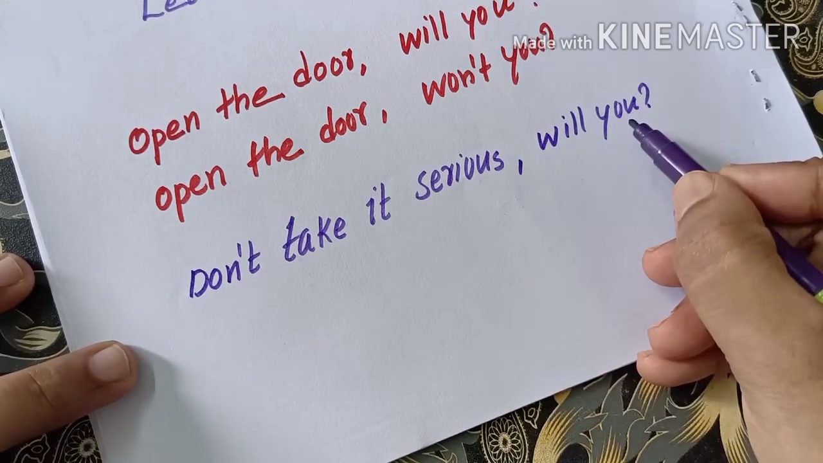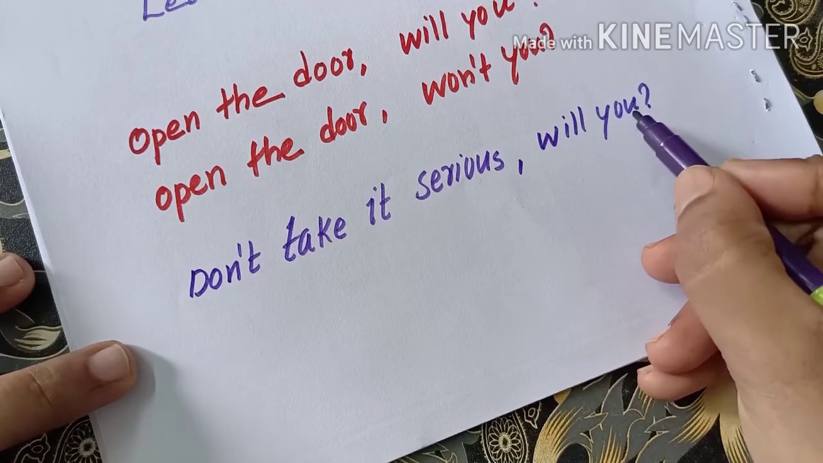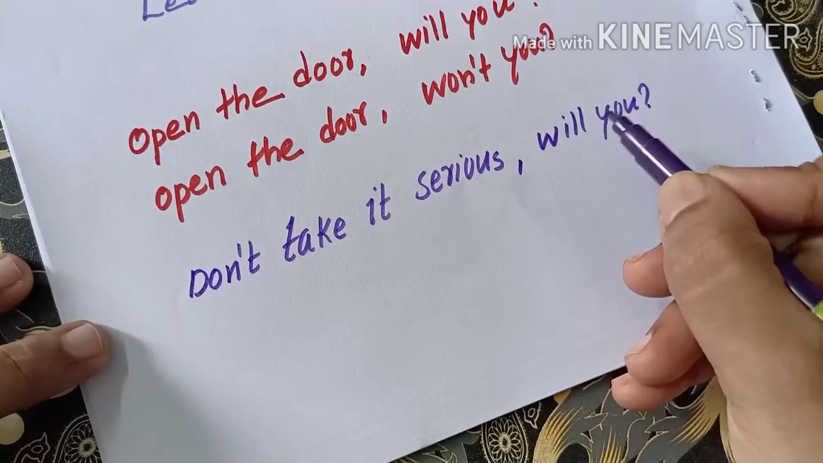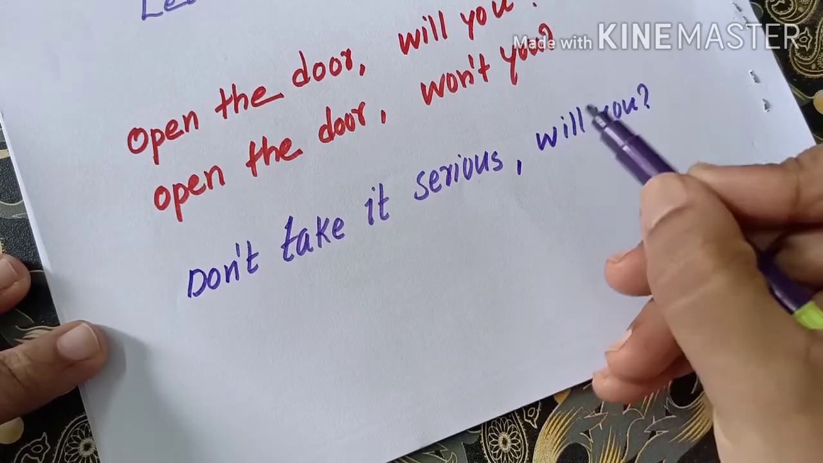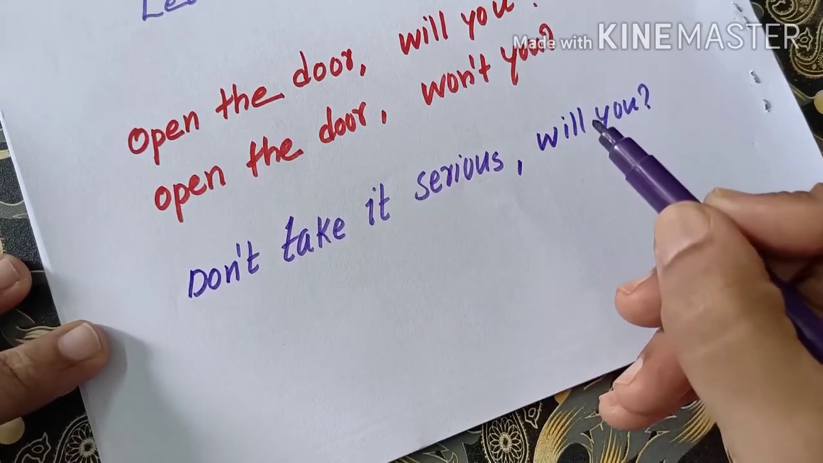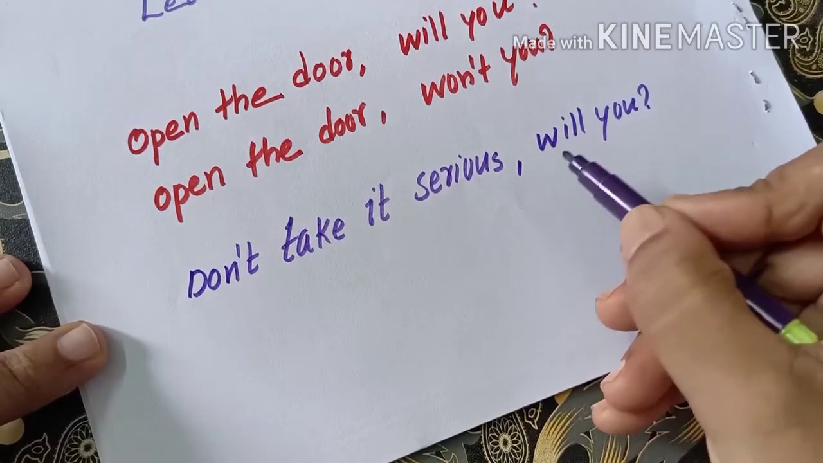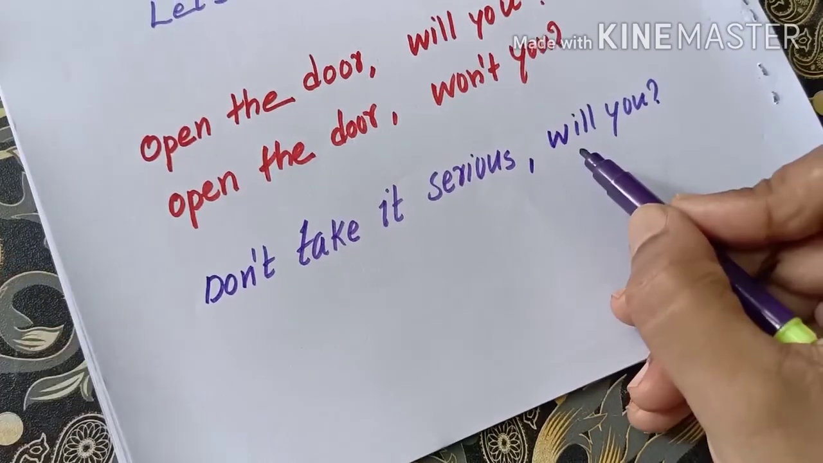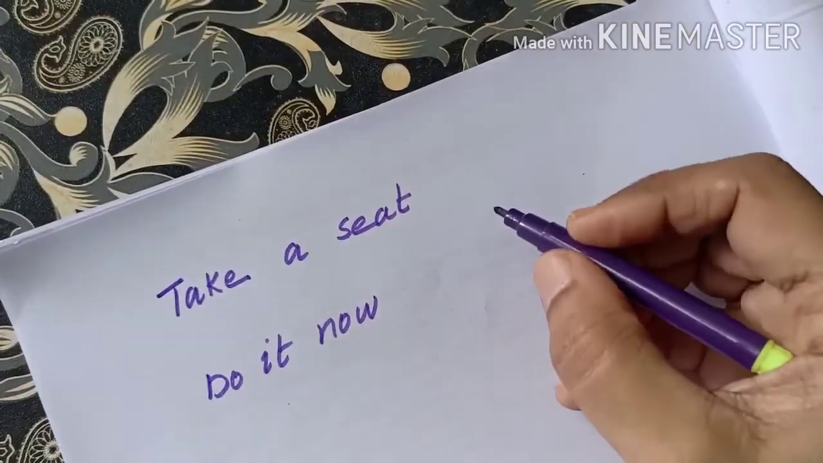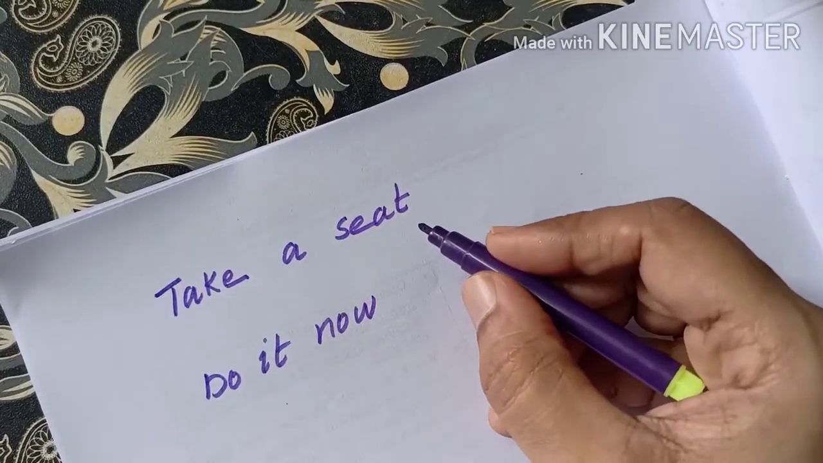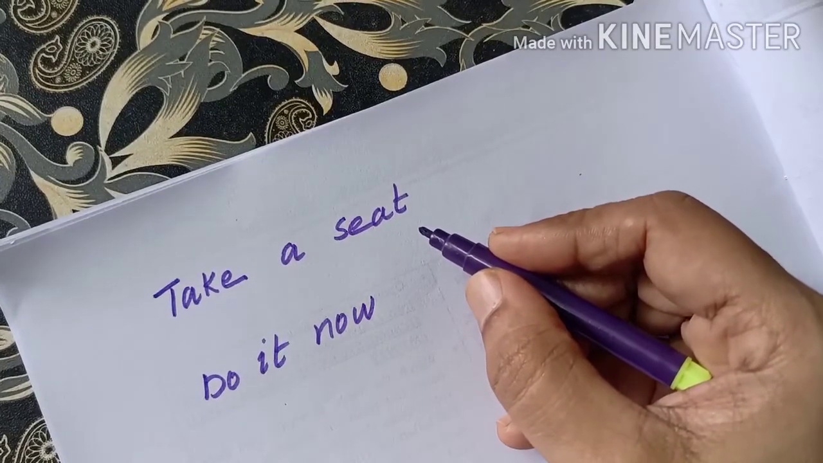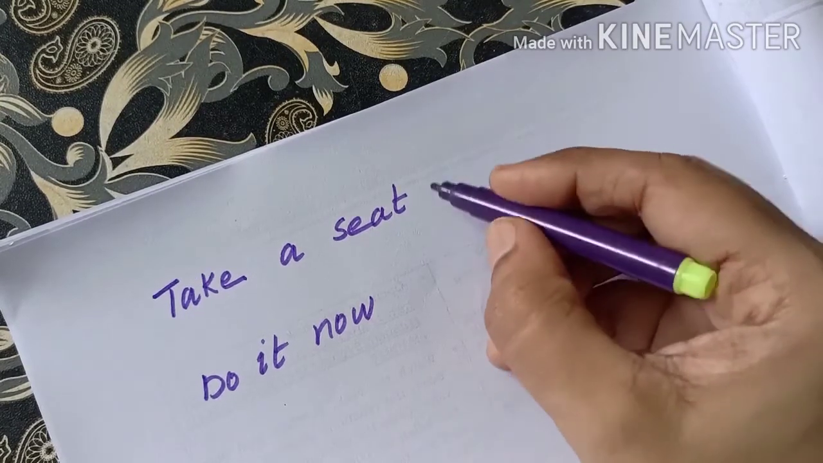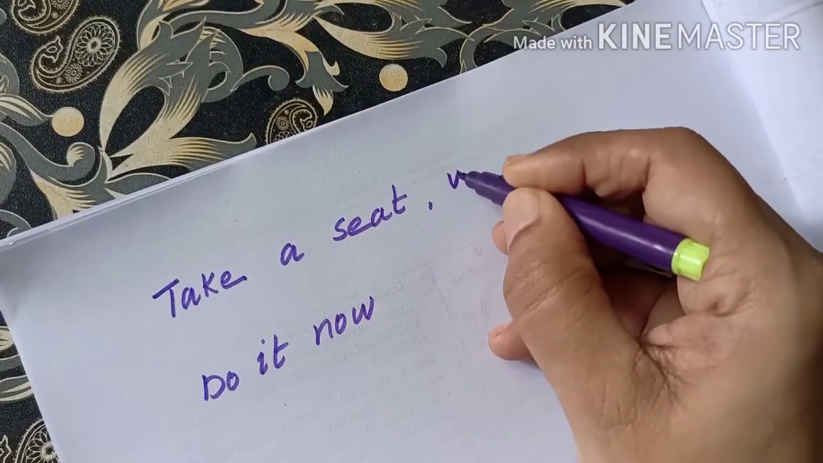You is the subject that we will be using in imperative sentences, because in imperative sentences the subject is always you, but it is not mentioned in the sentence. So when we are writing the question tag, that pronoun should be you only. Let us see some more examples. See the sentence, take a seat. That is a positive sentence. You can use either a positive question tag or a negative question tag. Take a seat, won't you?